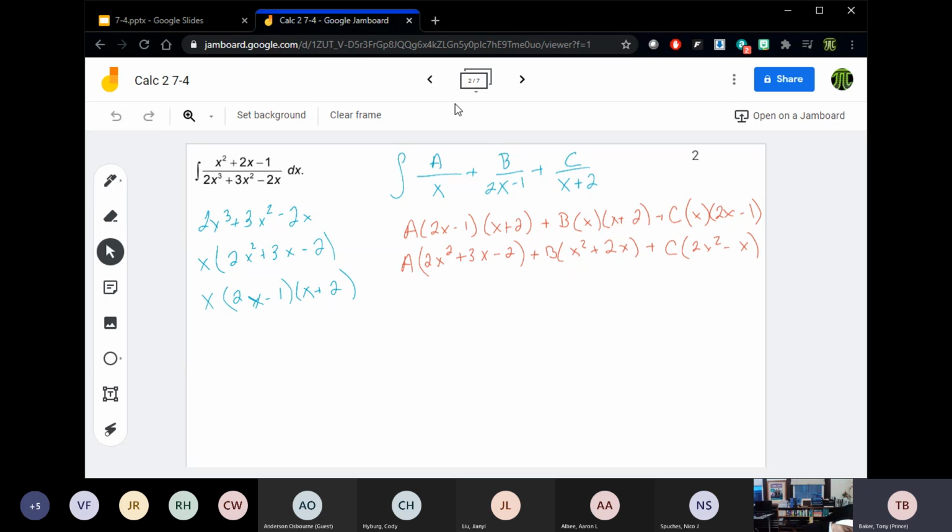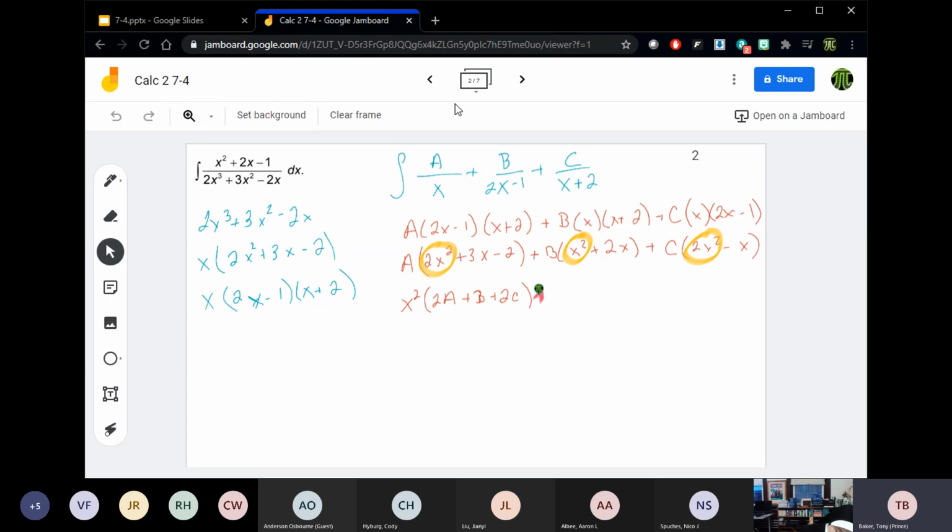So if I want to get the x squareds together, for x squared I've got 2A plus B plus 2C. Everybody see where I got those? That's from that, and that. That's the x squareds.